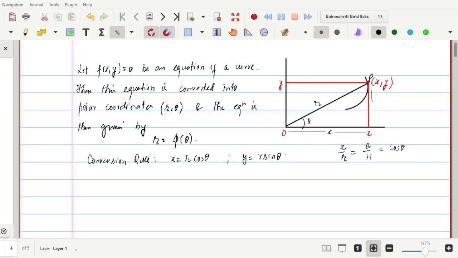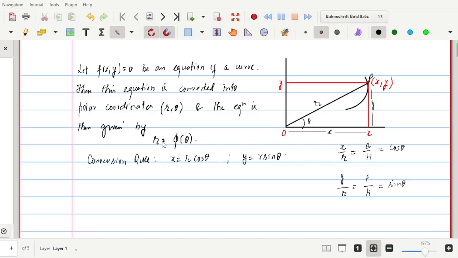Similarly, this perpendicular has the length y, and we can write y divided by r, which is the hypotenuse. This is perpendicular divided by hypotenuse, and we know perpendicular by hypotenuse in a right angle triangle is equal to sine of theta. So this equation gives us y is equal to r sine theta, and we can do exactly the same procedure for every point on this curve. Therefore, x equal to r cos theta, y equal to r sin theta. They are the meaningful and well-defined conversion formulas for converting an equation from Cartesian form into the polar form.